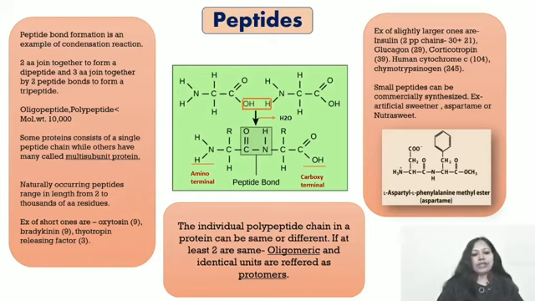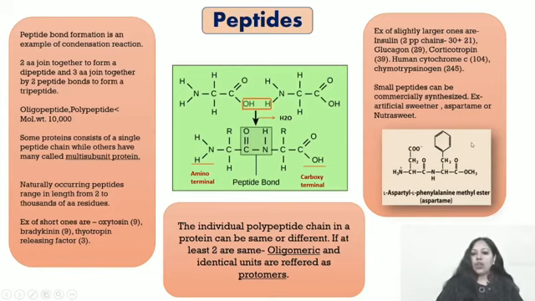Let's have some examples of short peptides as well as larger ones. A few examples of short ones are oxytocin and bradykinin, which contain only 9 amino acid residues, while thyrotropin releasing factor contains 3 amino acid residues. Examples of slightly larger polypeptides are insulin, which contains 2 polypeptide chains having 30 and 21 amino acids in each chain, and glucagon, which contains 29 amino acids, and so on.